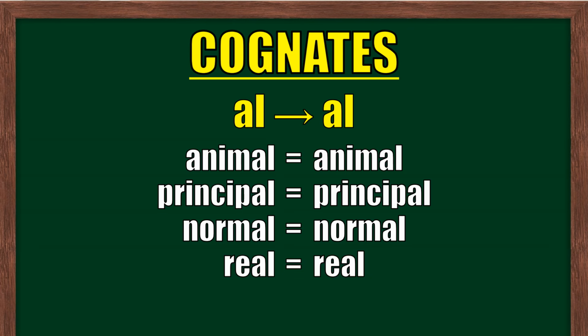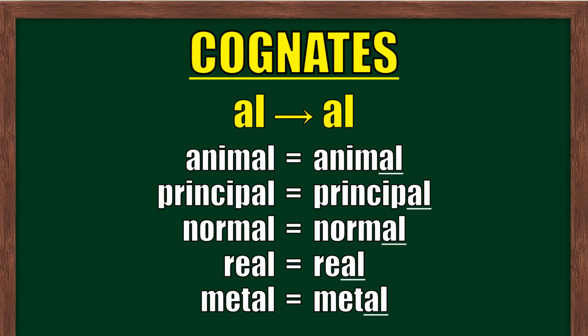Real is real. Metal is metal. As you can see, these words are spelled the same in English and Spanish, but we have to give them a Spanish pronunciation. Pronounce the letters the way they are pronounced in Spanish and not in English. The accent goes on the last syllable because remember, in English, if a word ends in a consonant other than S or N, then the accent goes on that last syllable.